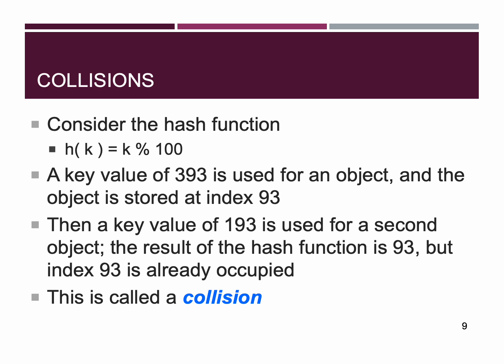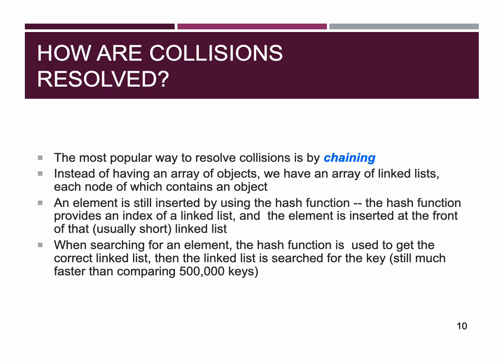Later, we try to insert another object with a key value of 193. Again, 193 divided by 100 results in index 93. However, index 93 is already occupied by the object with key 393. This situation, where two keys map to the same index, is called a collision. Handling collisions effectively is essential for maintaining the efficiency of a hash table. In an upcoming slide, we'll see how collisions are resolved.